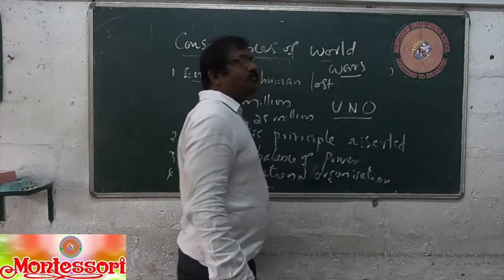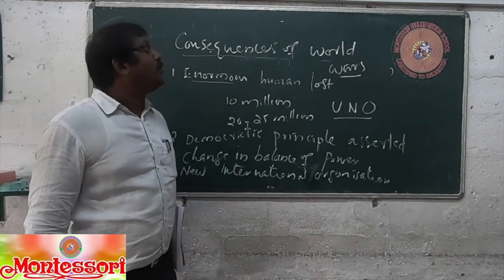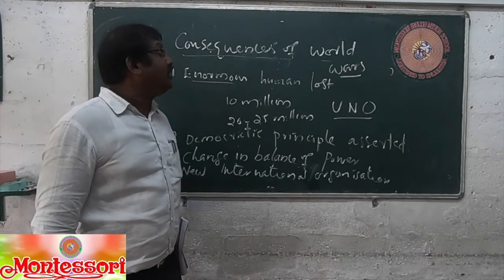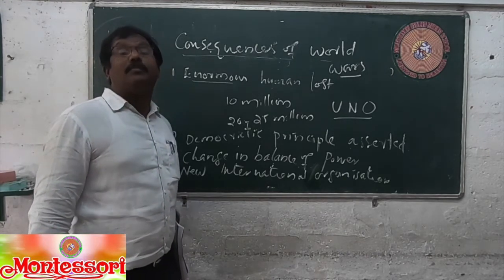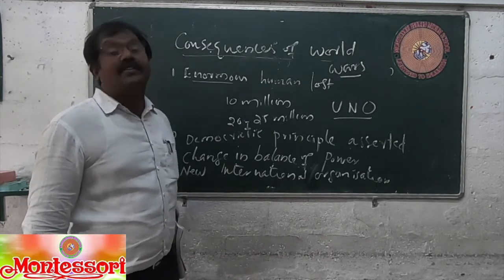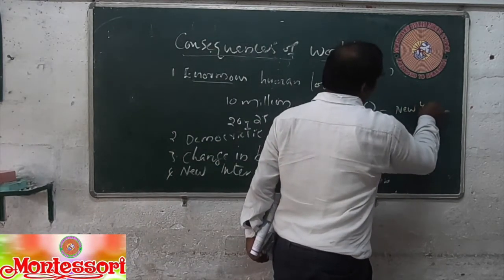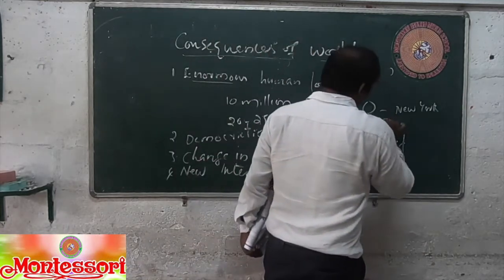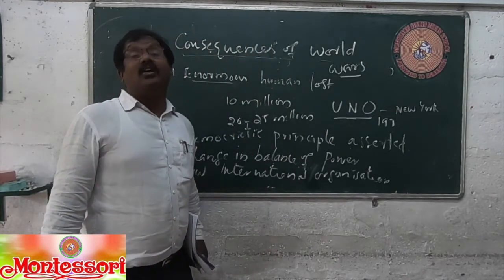Organization. This name was proposed by former American President Franklin D. Roosevelt. F.D. Roosevelt proposed the name United Nations Organization. The headquarters of UNO is in New York, and at present 193 countries are members of this organization. There are 6 organs under it.